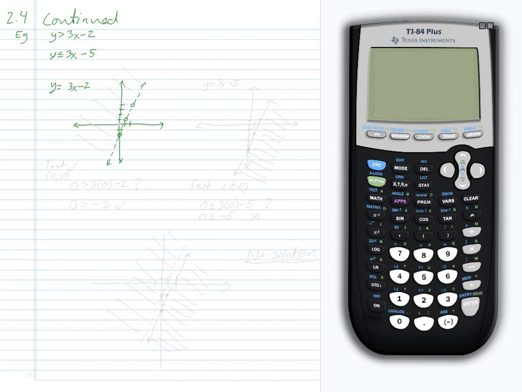So it's a little tough to see, but I could still use the test point 0, 0 to see whether to shade above or below this line. So if I plug 0 into the original inequality, 0 for y, is that greater than 3 times 0 for x minus 2? Well, the 3 times 0 is just 0, so is 0 greater than -2? Yes, it is. So this point works, which means we will shade above the line.